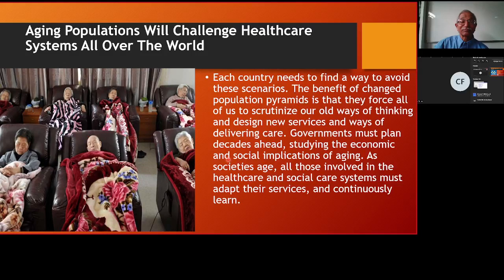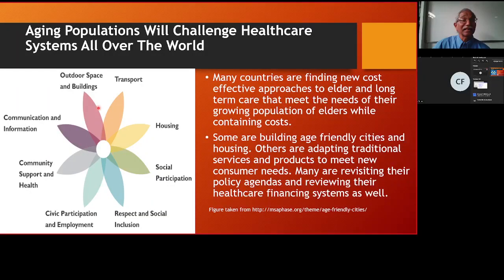Government must plan decades ahead. We have to understand that if the government doesn't take real action now, by 2030 to 2050 it will be too late. No government will be able to adjust based on the taxes they are getting, and even high rates of taxes will not help them. So we have to create outdoor spaces, buildings, transport, housing, social participation, respect and social inclusion, civic participation, community support, communication and information. This is another model they are incorporating. Many countries are finding new cost-effective approaches to elder and long-term care for their growing population of elders, and they are trying to come up with newer models.